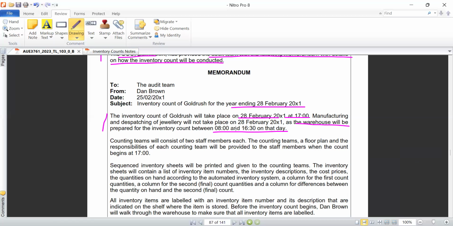Can you please repeat that? Okay. I'm saying, how are we going to ascertain, or how are we going to determine whether there are warehouse preparations taking place between 8 a.m. and 16:30 on the day when the inventory count is going to take place?